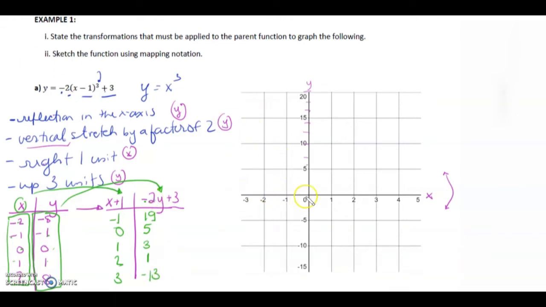And now we can go ahead and graph. So -1, 19; 0, 5; 1, 3; 2, 1; 3, -13. And we can connect these. We know it's an x cubed, so we know it flattens out in the middle there. Okay, and don't forget to label your graph and put arrows on each end.